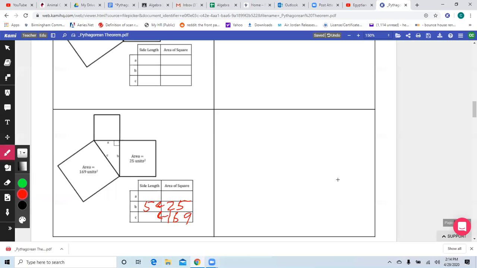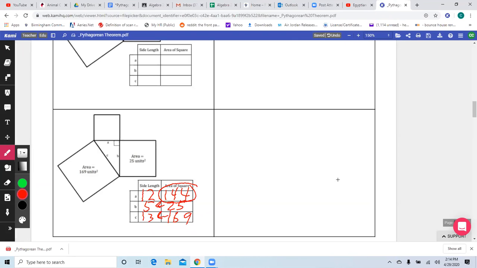And the square root of 169 is 13. So remember, how do I get this here? Well, remember, if I add the two smaller squares, I get the bigger square. So now I'm just going to subtract. 169 minus 25 is 144. And then if I take the square root of that, I get 12.